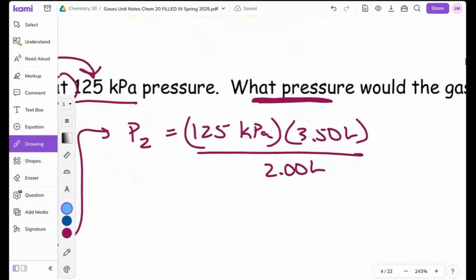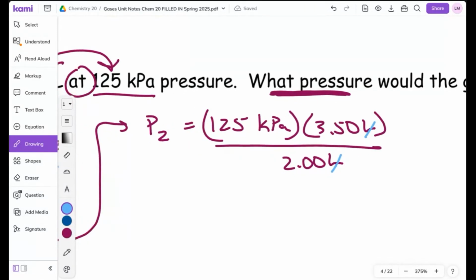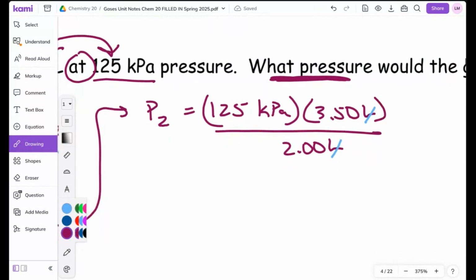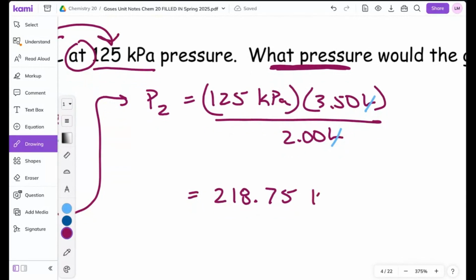Okay, so if we look at just the units, we're not going to worry about the numbers for a second here. Notice how we have liters on the top and the bottom, so they cancel out. So we know that for whatever value we get for our P2, the units are going to be kilopascals. So if I take 125 times 3.50 divided by 2, what we're going to get here is 218.75. And let's just write kilopascals.